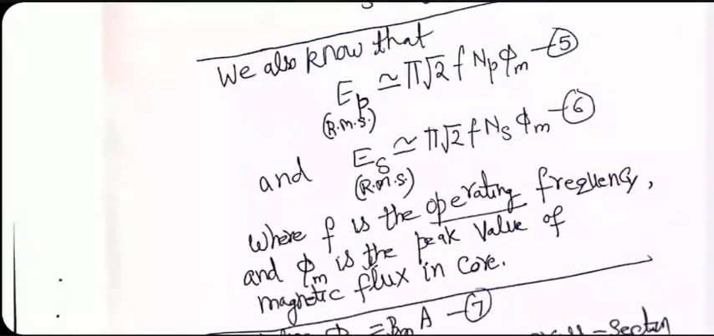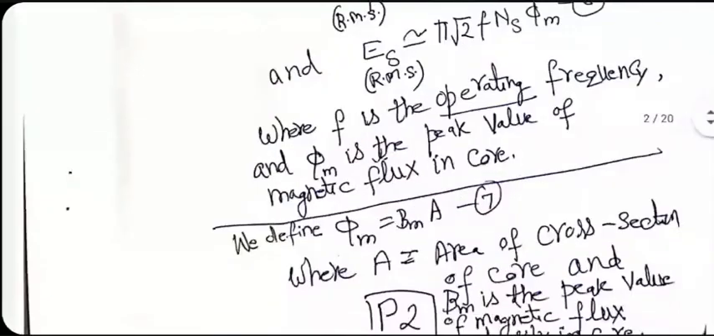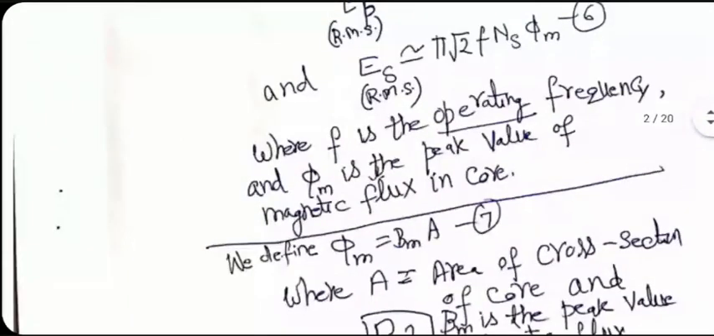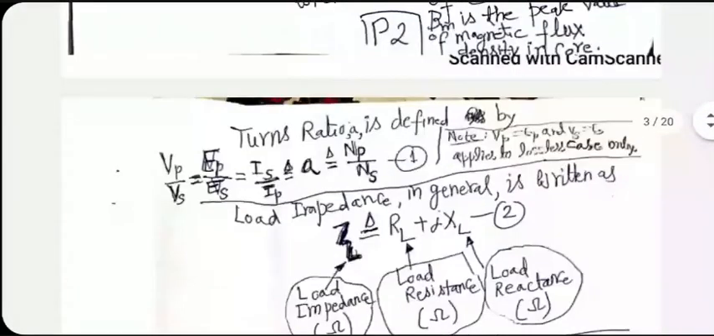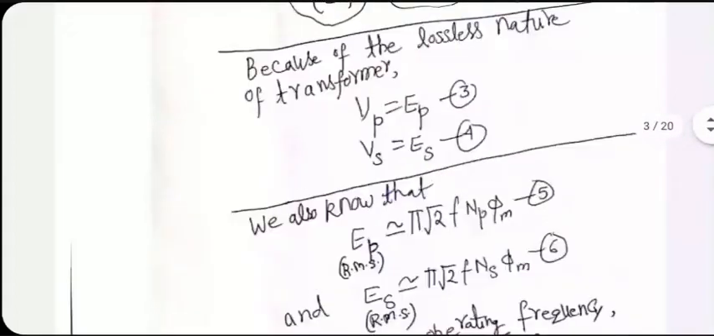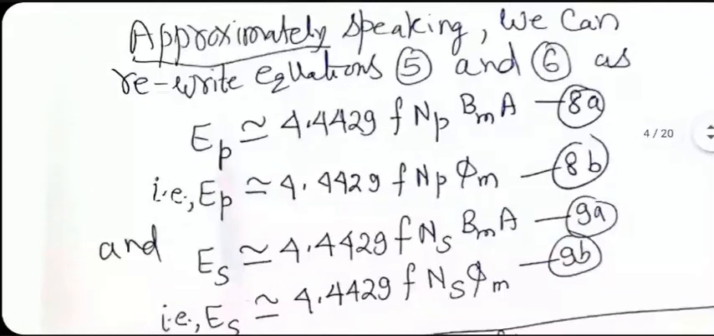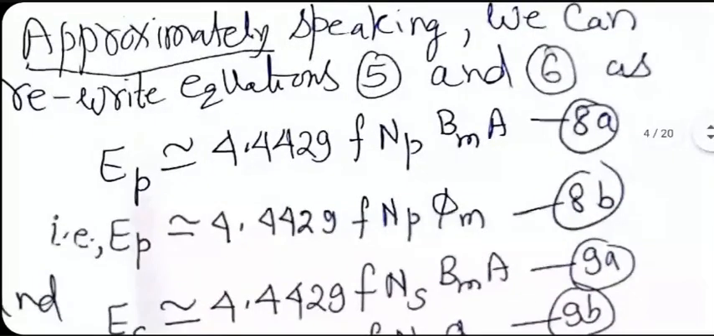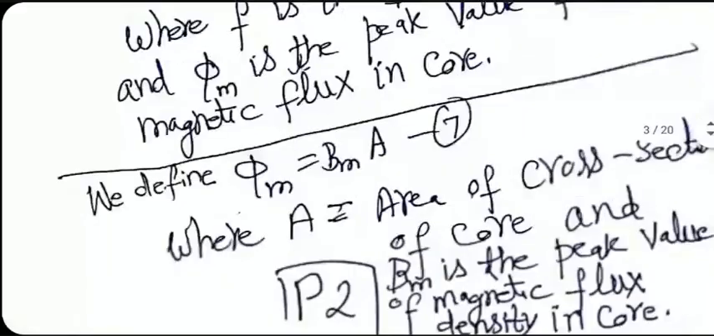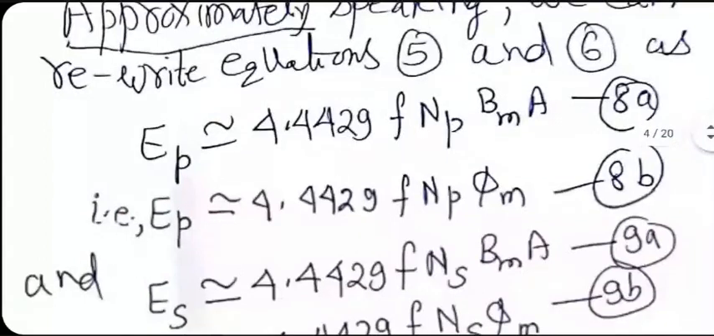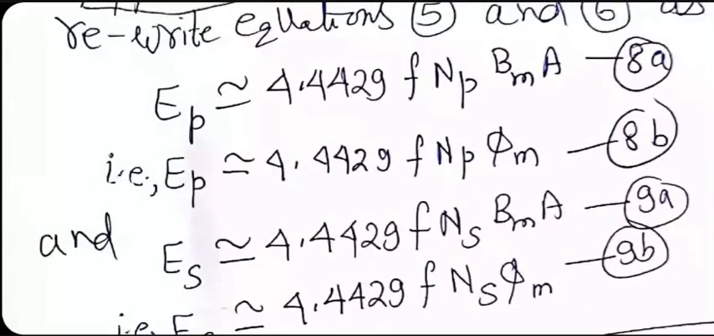The peak value of magnetic flux can also be written as flux density peak value multiplied by area of cross section of the core. That brings you to these equations. Pi multiplied by square root of 2 becomes 4.4429 approximately. In many books, they simply say 4.44 or 4.443, which is fine.